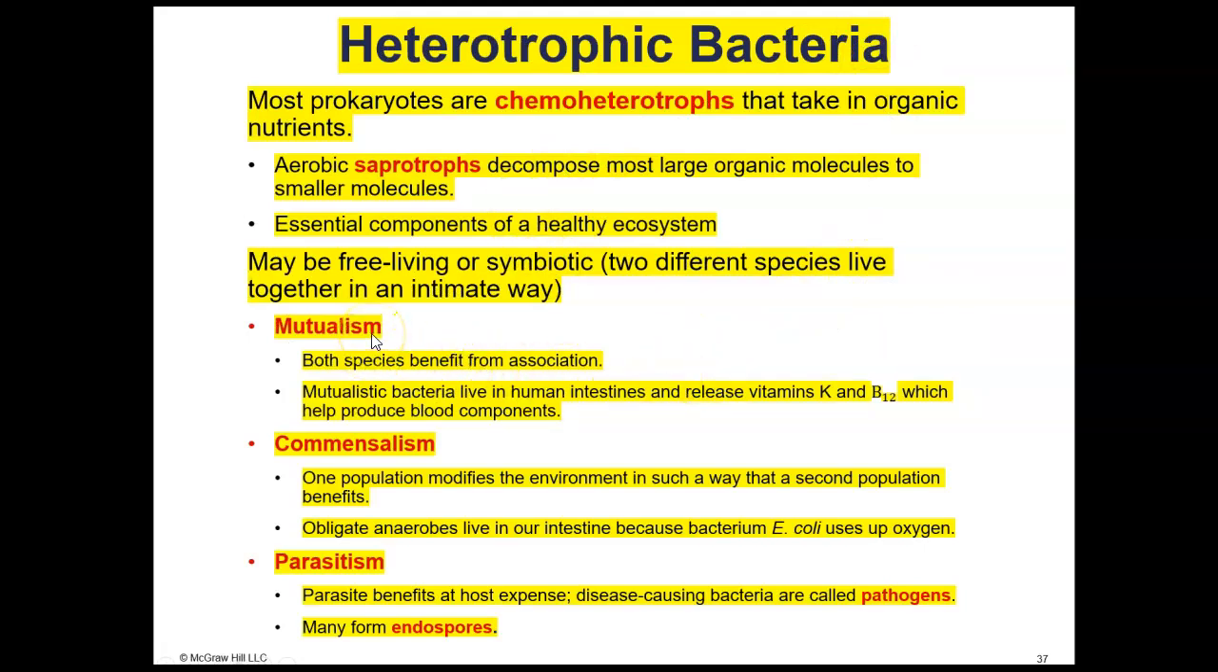Symbiosis. Mutualism means both organisms benefit. Commensalism means one benefits and the other is neither harmed nor benefited. Parasitism is when one benefits and the other is harmed. Up here at the top, we have chemoheterotrophs, which are prokaryotes or any organism really that takes in organic nutrients and breaks them down for energy. Saprotrophs are decomposers. Generally, that's going to be your bacteria and your fungi. And bacteria can be free-living or symbiotic, and your 3 types of symbiosis is here.